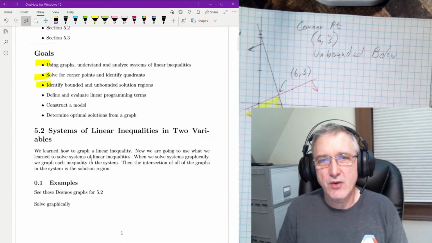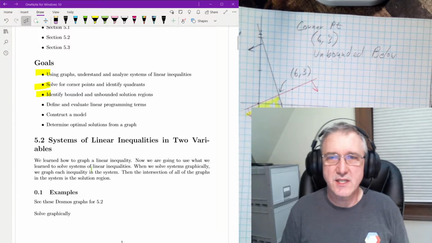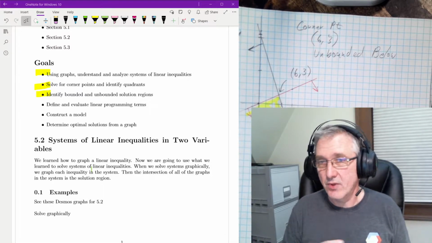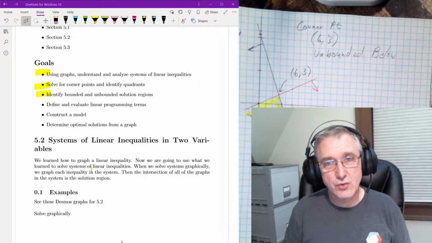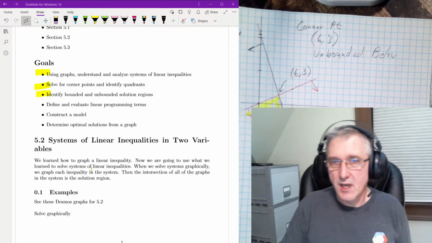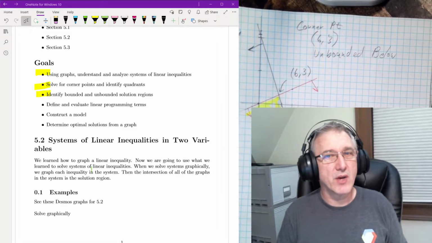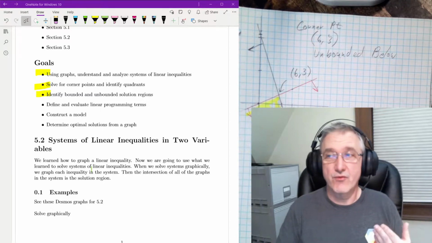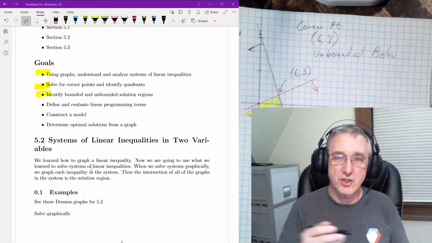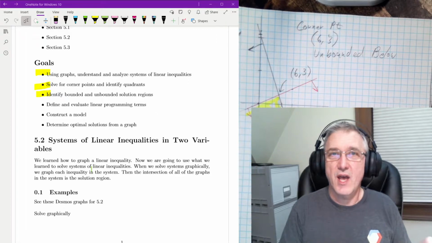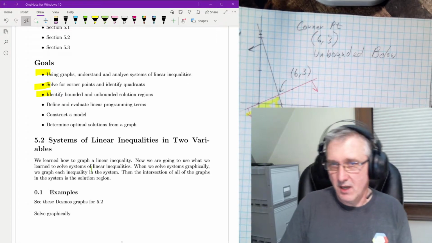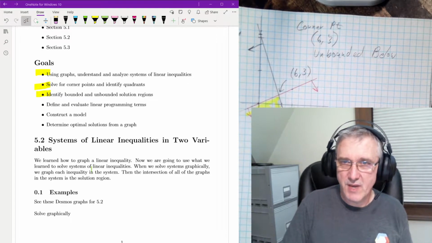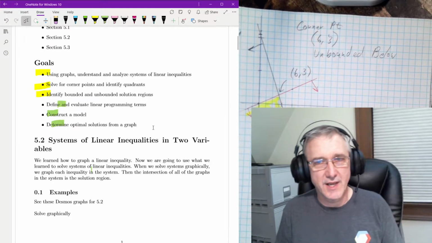Previously, we figured out how to use systems of linear inequalities, how to put them on a graph, identify and solve for the corner points, and identify the solution regions and unbounded areas. Now in this section we're going to define and evaluate linear programming terms. Once we have some of those terms, we're going to construct a model, and then figure out how we can optimize that model from one of the graphs that we've just made. So let's get started.